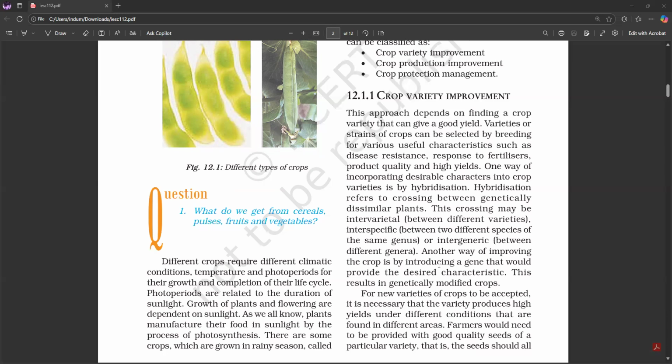Varieties or strains of crops can be selected by breeding for various useful characteristics such as disease resistance, response to fertilizers, product quality, and high yields. One way of incorporating desirable characters into crop varieties is by hybridization. Hybridization refers to crossing between genetically dissimilar plants.